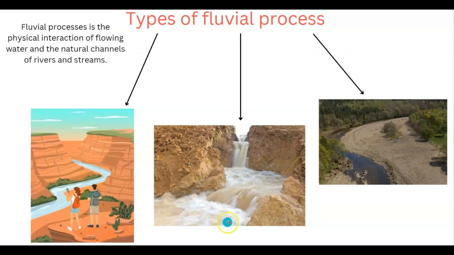Then we have transportation, in which the eroded materials are carried away. For example, here the water is transporting the eroded materials away. And then you have deposition, which is a process in which materials are dumped or deposited. So here's sediment, sand, and rocks, pebbles. This is all material that has been deposited.